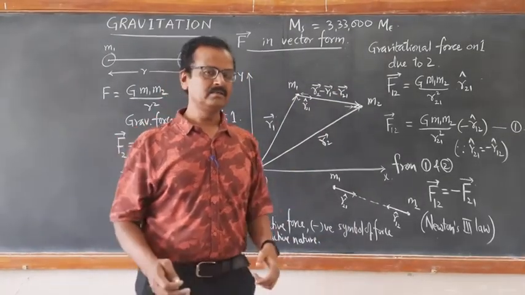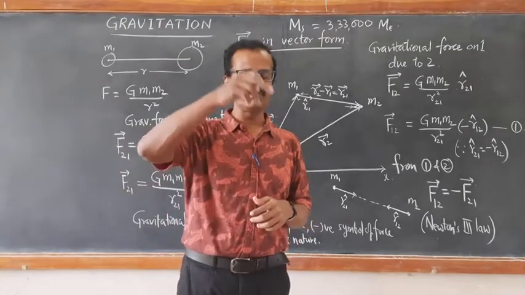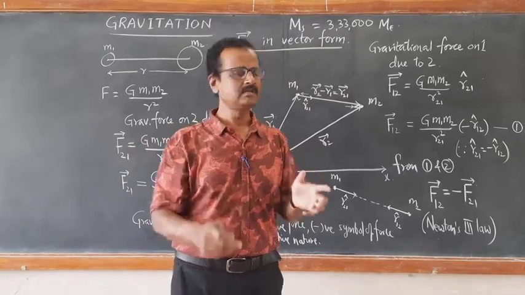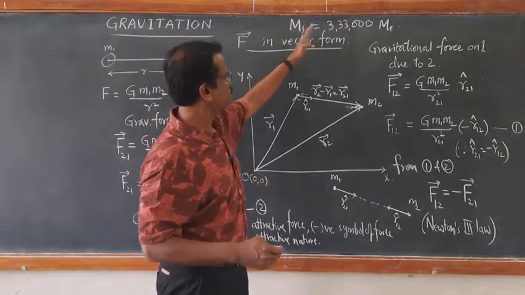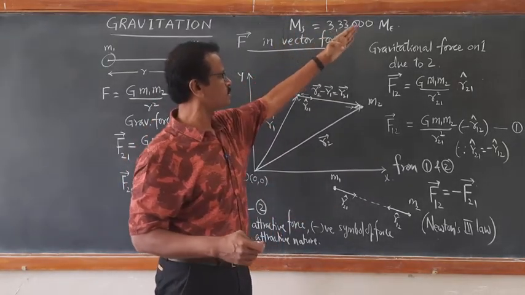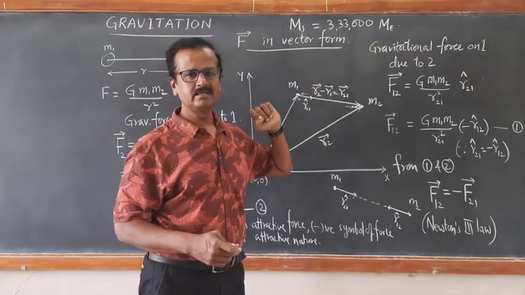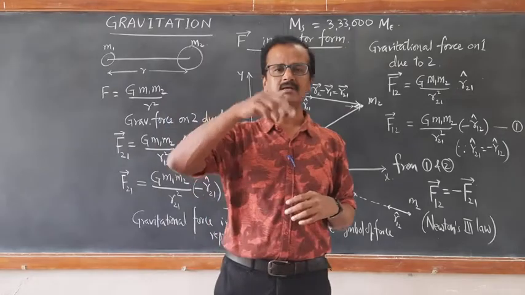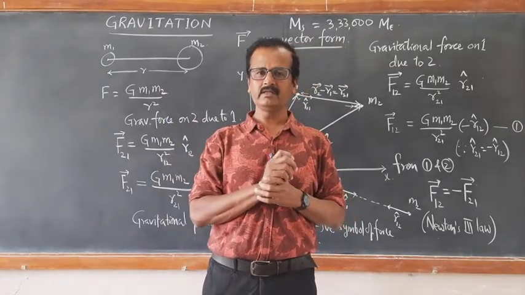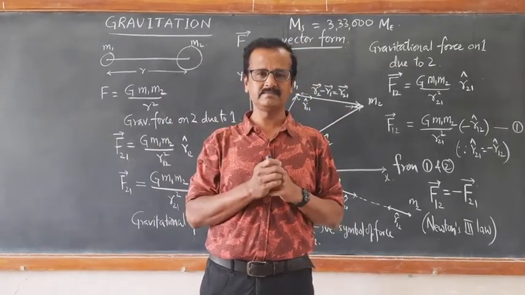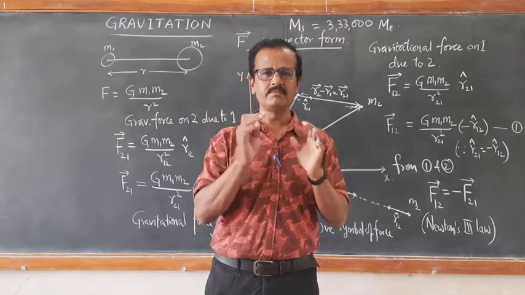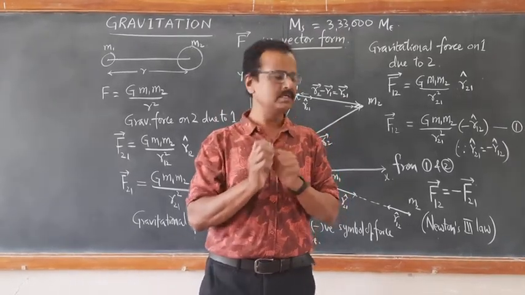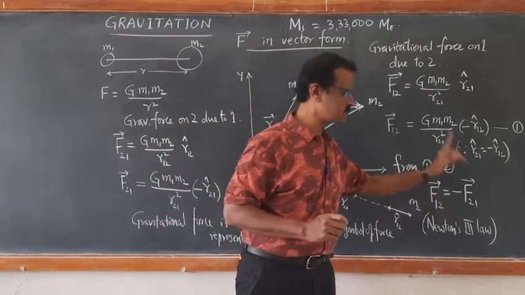But the sun doesn't revolve around the earth. Always the earth revolves around the sun, because the mass of sun is so huge, 3,33,000 times the mass of earth. Therefore, there is no question that the sun will revolve around the earth. Okay? It is the mass that matters. So, the gravitational force is a mutual attractive force. It is always F12 is equal to minus F21.